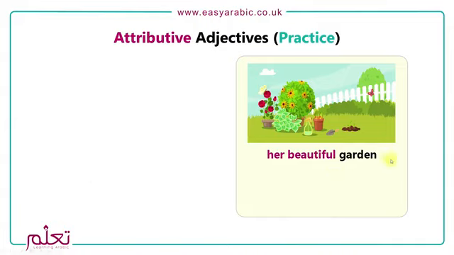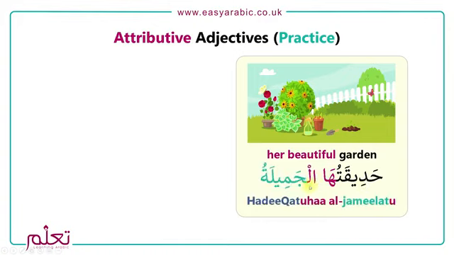Okay, then we have her beautiful garden. So garden is hadiqa, and when we make something hers, we add a ha at the end, ha alif. So it will become hadiqatuha, and again we need to make the adjective definite. So beautiful was jamil, but because this is a feminine word, we need to do feminine and then add al. So hadiqatuha al jamilatu, her beautiful garden.